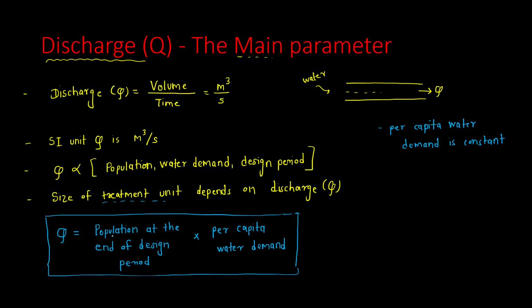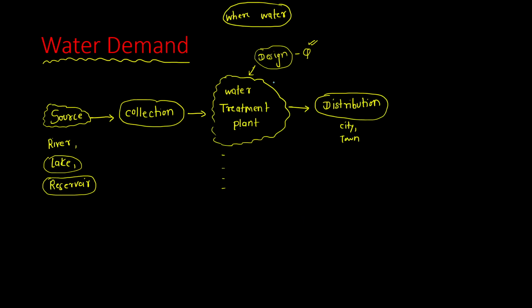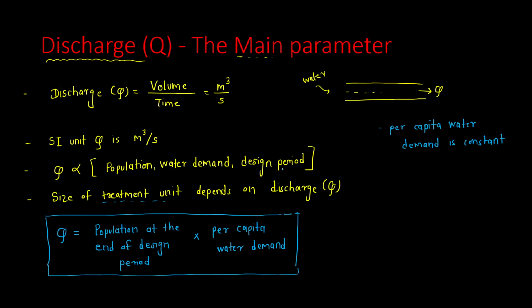Now what do we mean by population at the end of design period? This water treatment plant, which we have discussed in the previous video, is a big structure, so it will require some heavy investment. So obviously it will be designed for some good years, or we can say there should be some design year. In general, for water treatment plants, 15 years is the design period. That is, up to 15 years it should work properly, and after that we have to build a new one, or we have to do proper maintenance.